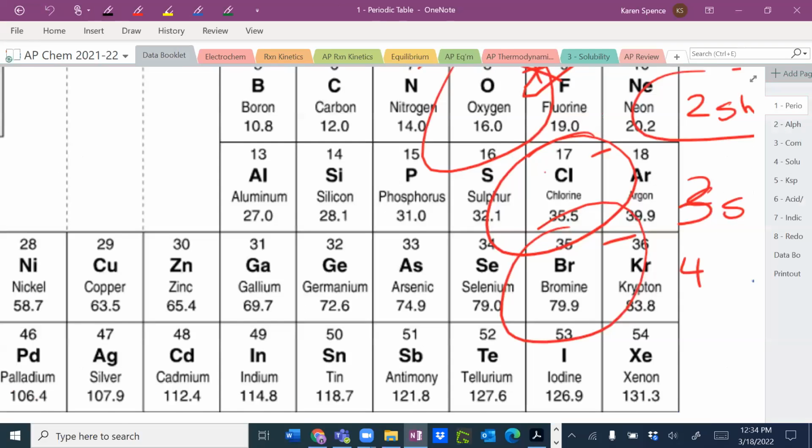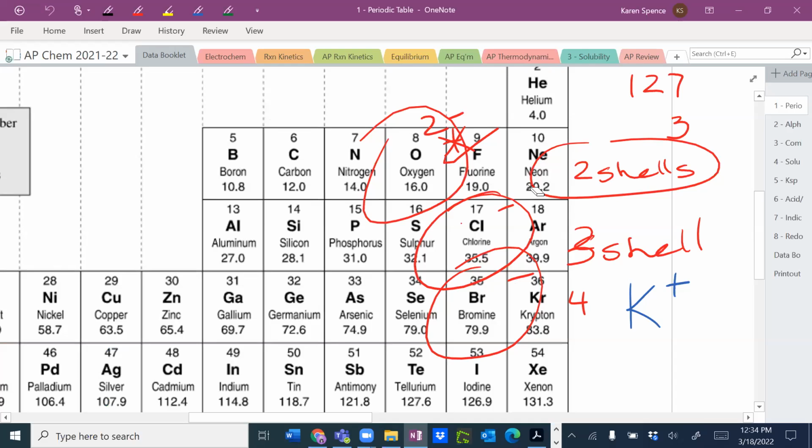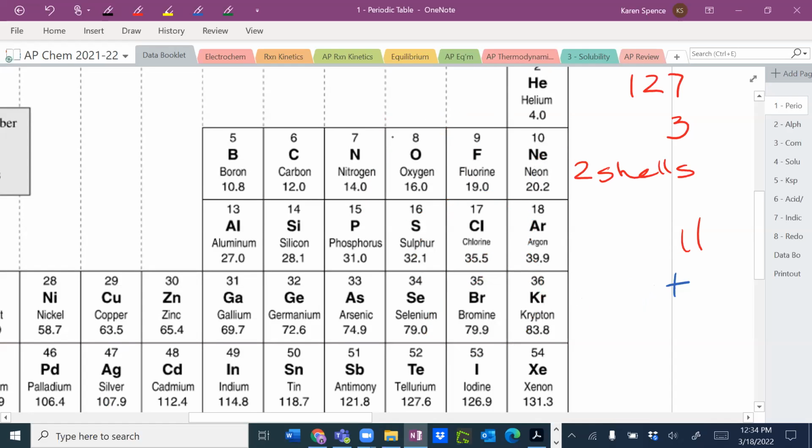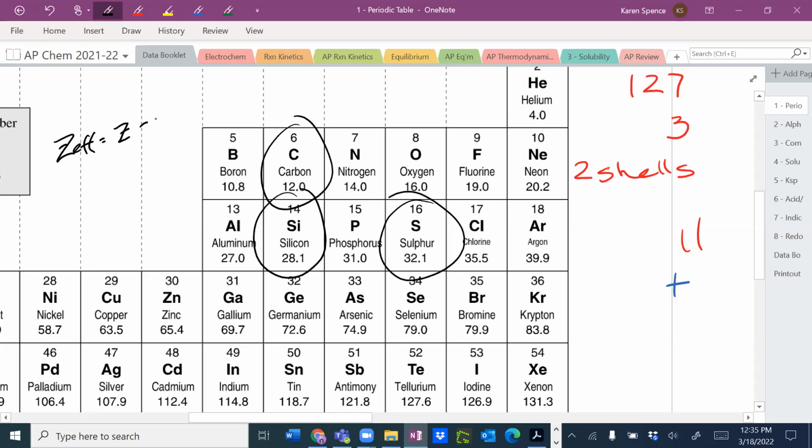So we have carbon and silicon in the same group, and sulfur is in the same period as silicon. So let's compare carbon and silicon. Who will be more electronegative? Well, they have essentially the same effective nuclear charge, because remember, effective nuclear charge is equal to the nuclear charge, Z, minus S, the number of shielding electrons. So Z is 6 protons.